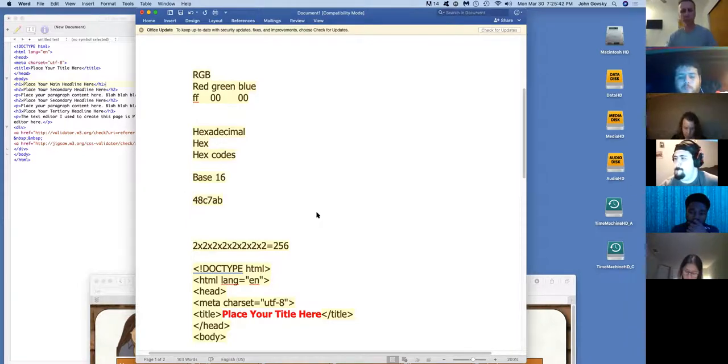Cool. So we express color values in 6 digits of hex code. The first 2 digits are the red value, anything from 00 all the way up to FF. The second is green, and the third set of 2 digits is blue. So hex codes look like this, right? 6 digits, the first 2 red, second 2 green, third 2 blue. There are lots of charts online for this.